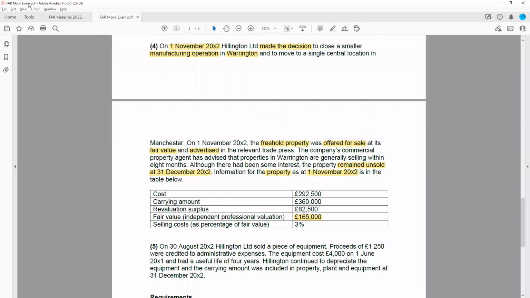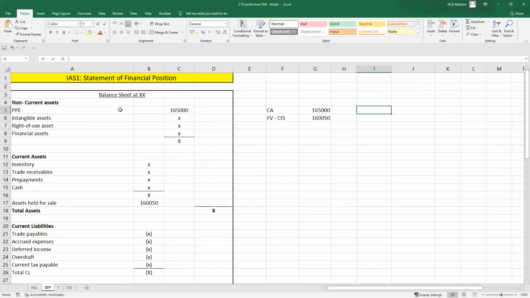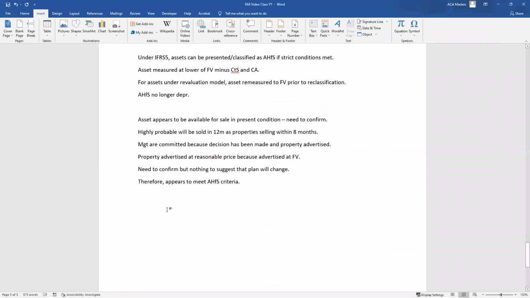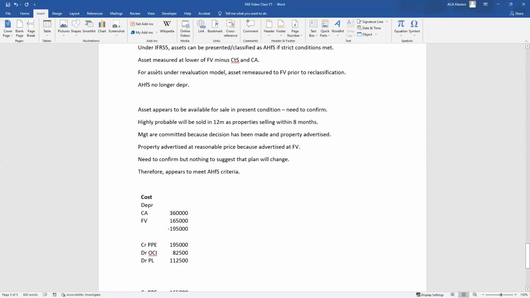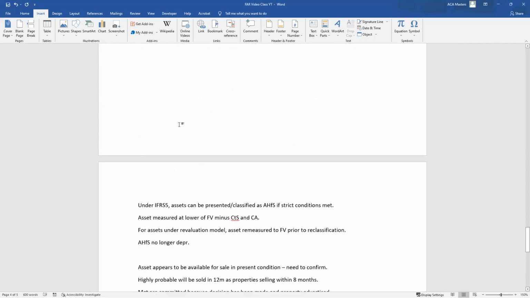Now, if it was measured under the cost model, you wouldn't have to do the first step of this revaluation, so you just take the carrying amount, whatever it is, and compare it with fair value minus cost to sell. Just if it's under the revaluation model, you have this first step first of all. So we've worked out what that impairment would be. We've got our workings there, so we could copy those over. We've said up here, measured at the lower of these two under the revaluation model, it's this. You could possibly add on a few extra points, but this would probably be enough.